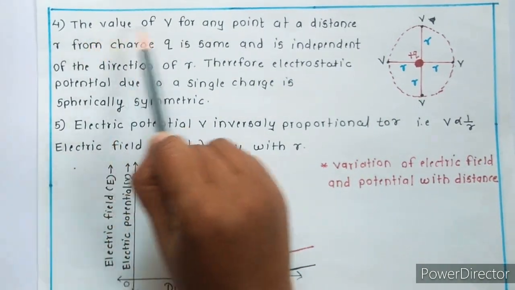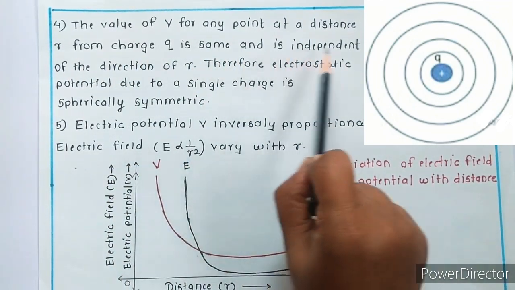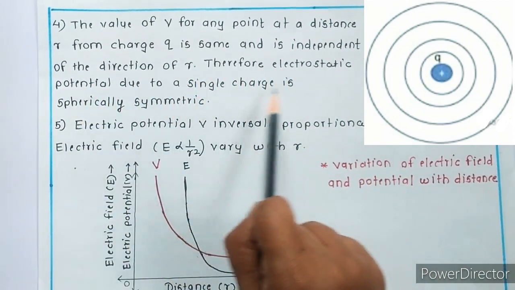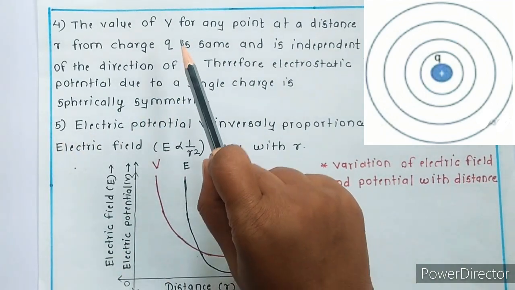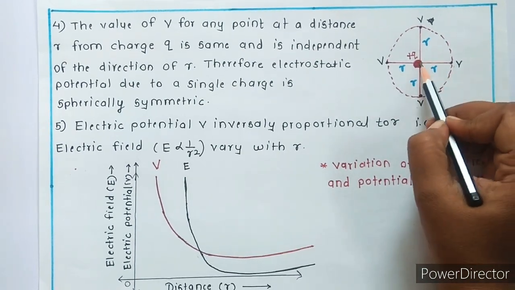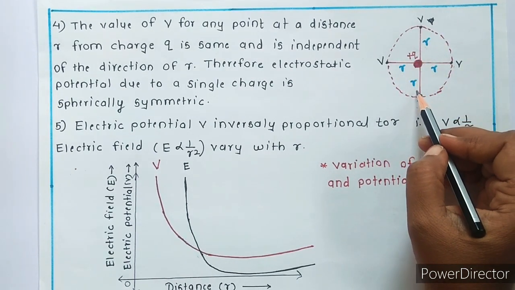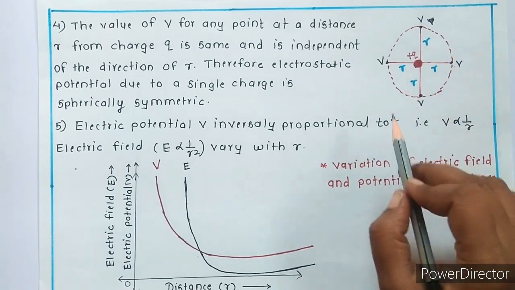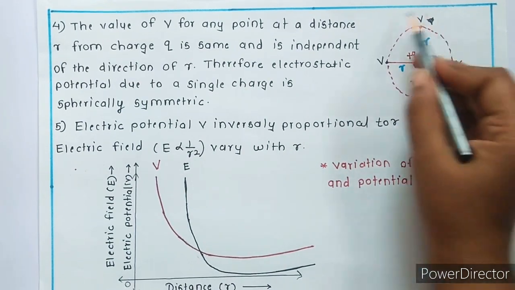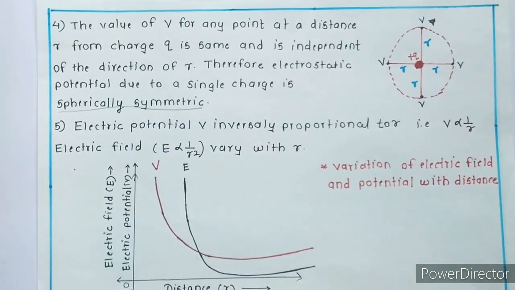Now the next point is that the value of V for any point at a distance r from charge q is the same and is independent of the direction of r. Therefore, electrostatic potential due to a single charge is spherically symmetric. Now if I consider a charge plus q and its potential at a constant distance r from it, direction is not considered in case of potential, only magnitude is considered. So potential at this point, this and this, is always the same. So I can say that it is spherically symmetric.